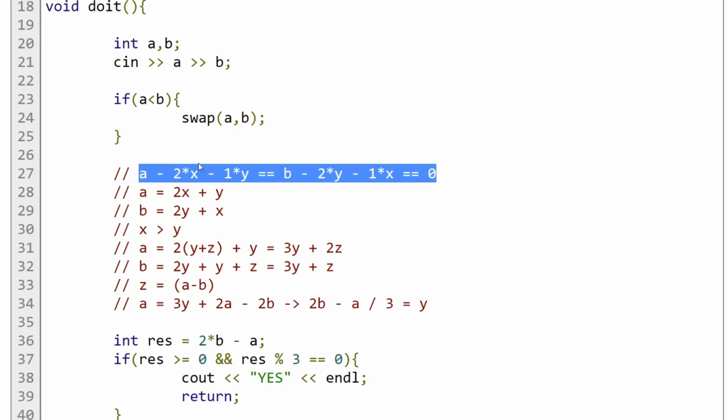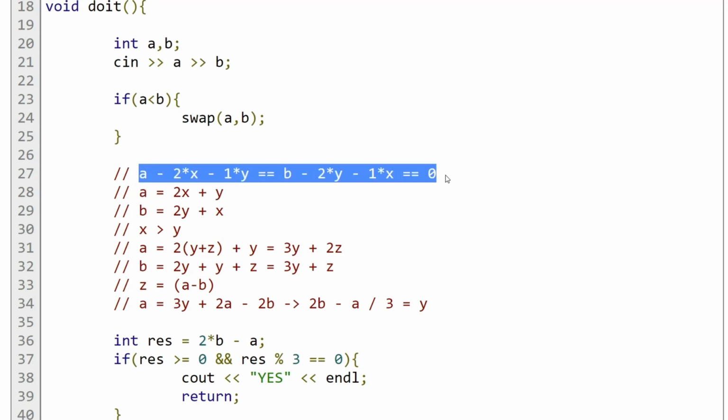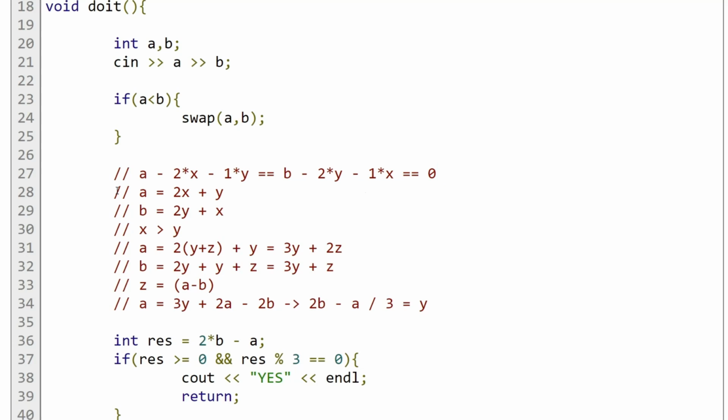And output yes. So based on this, by the way, X and Y here should be integers, because we execute every move an integer number of times. We cannot execute the first type of move half a time. It's not possible. And then based on these equations here, we extract these two equations.